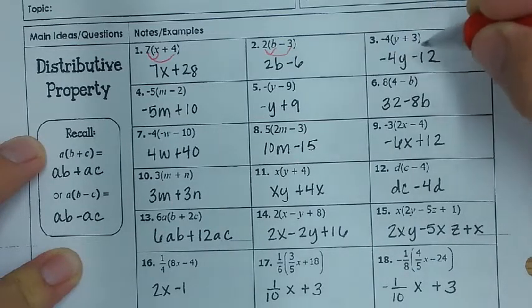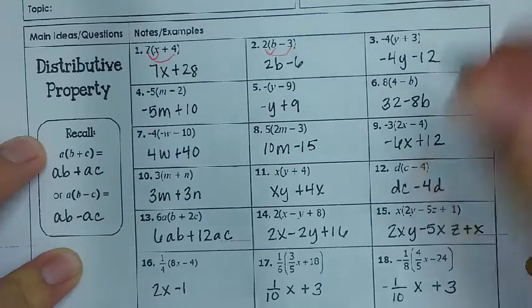-4 times y is -4y, -4 times 3 is -12, and so on and so forth.